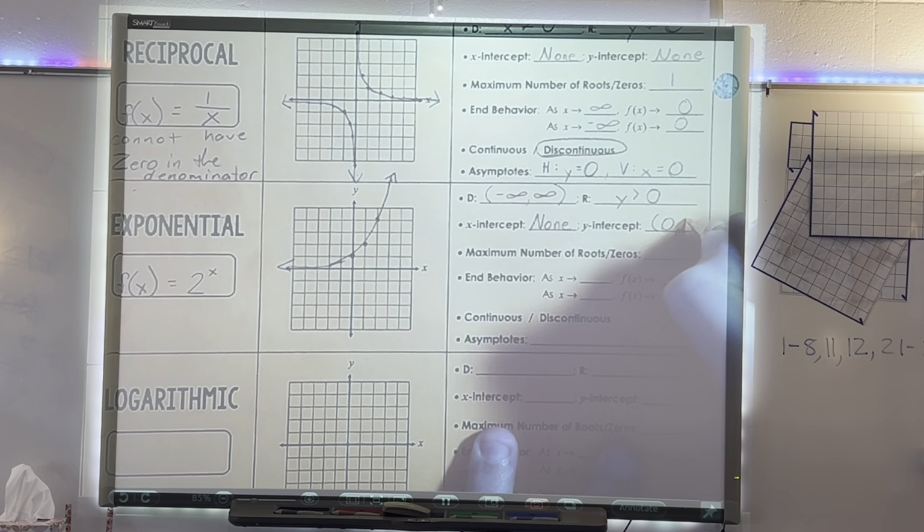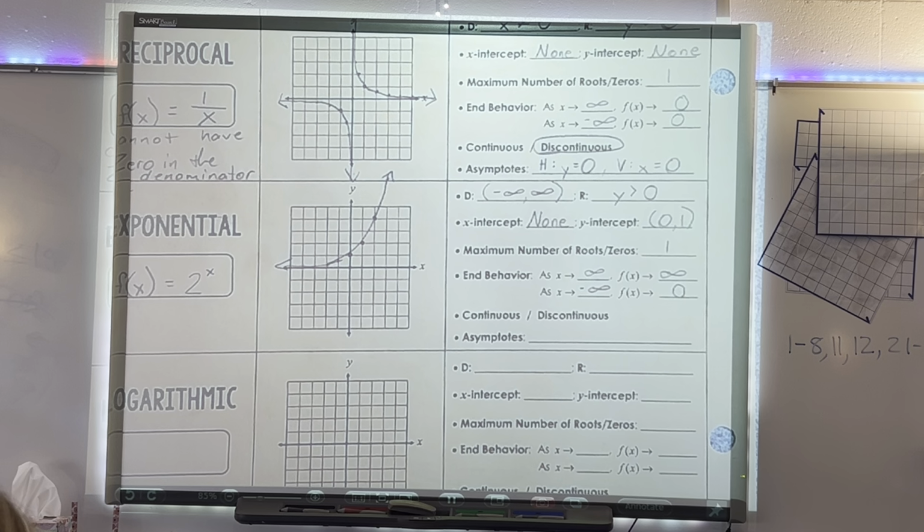All right. End behavior. So as x approaches infinity, as I'm moving to the right, f of x is going up. So I've got infinity there. Here, x is going forever to the left, right? So I've got x approaches negative infinity. But f of x isn't approaching negative infinity. F of x is approaching what here? What's my y value getting closer to? What is it not going to go past? What is it not going to touch? It's not going to go past zero. So it's getting closer to zero.